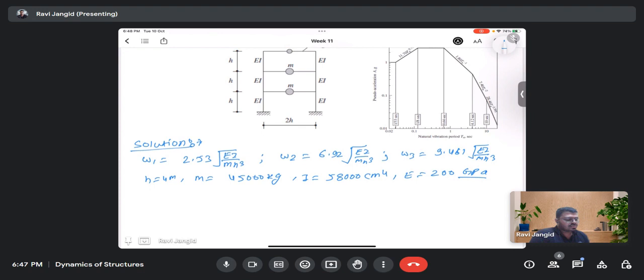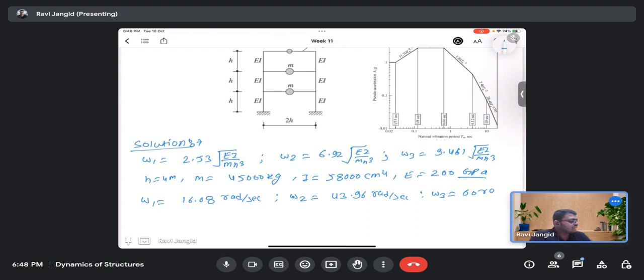So for omega 1, omega 2, omega 3, I'm getting omega 1 coming out to be 16.08 radian per second, omega 2 would be 43.96 radian per second, and omega 3 would be 60 radian per second.